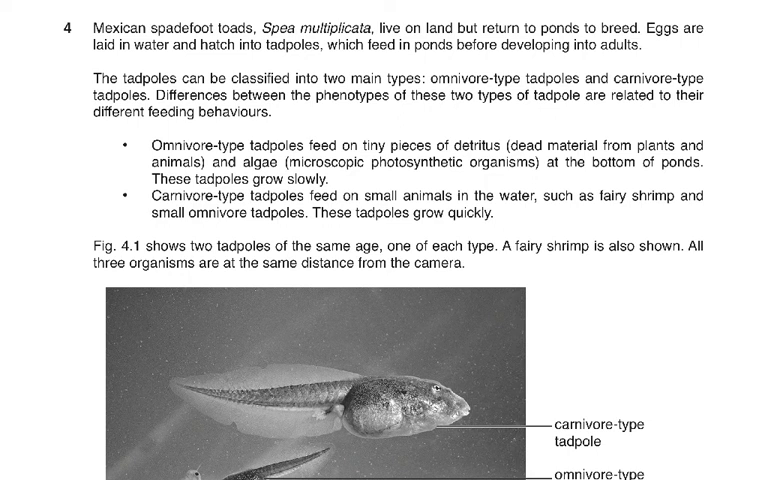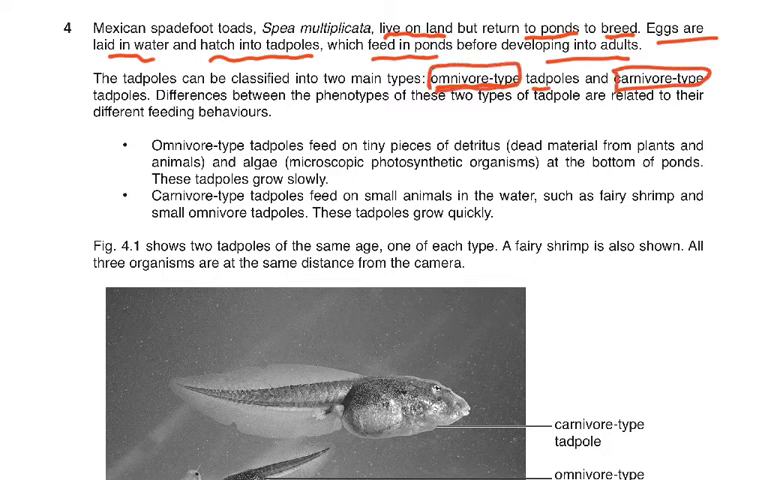The main art of doing a paper 4 is to read the question very carefully. So, Mexican spade-foot toads live on land but return to ponds to breed. Eggs are laid in water and hatch into tadpoles which feed in ponds before developing into adults. The tadpoles can be classified into two main types, omnivore type tadpoles and carnivore type. So we only have two types of tadpoles. Differences between the phenotypes of these two, phenotype is physical features, are related to their different feeding behaviors.